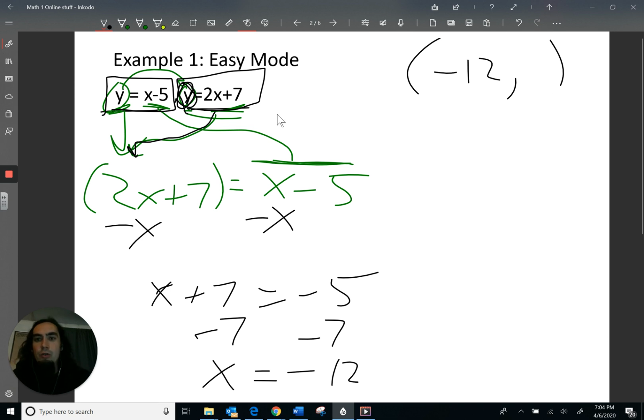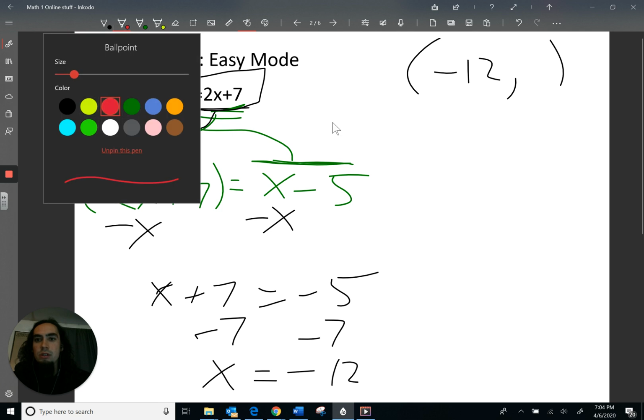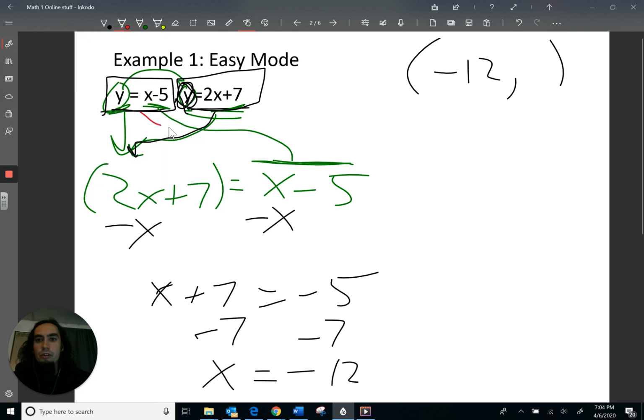We haven't actually found y yet. So let's take these equations, whichever one you like. I'm going to go ahead and take the first one. And let me get a different color here so you don't get lost. I'm going to take the first one, and we're just going to do a totally separate little thing over here. y equals x minus 5.